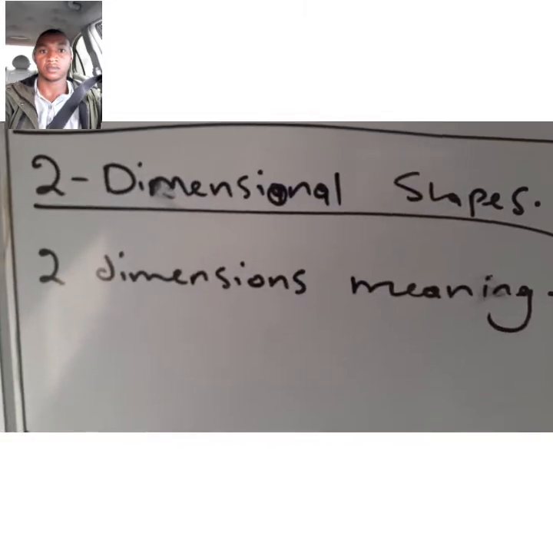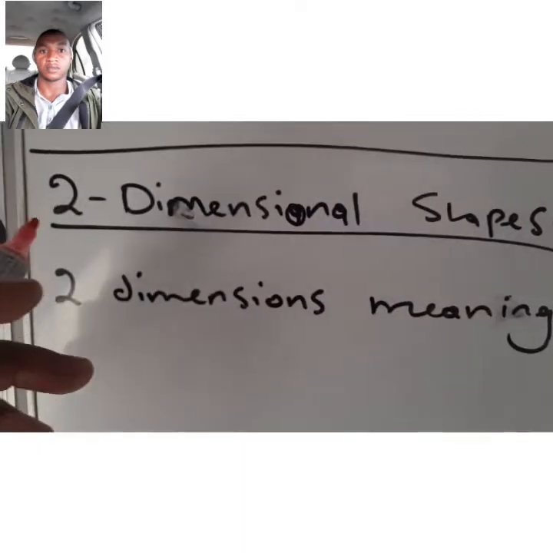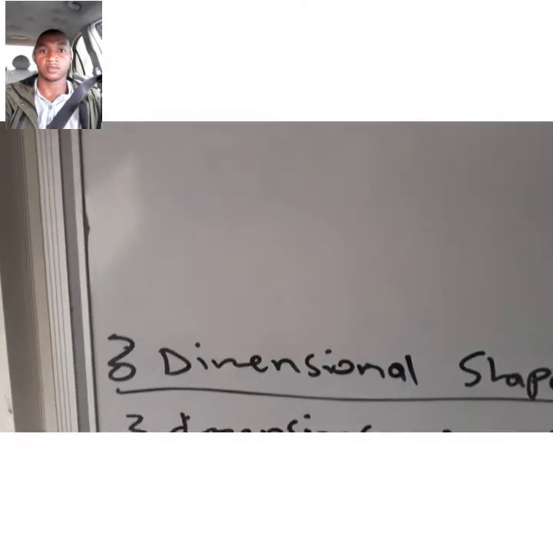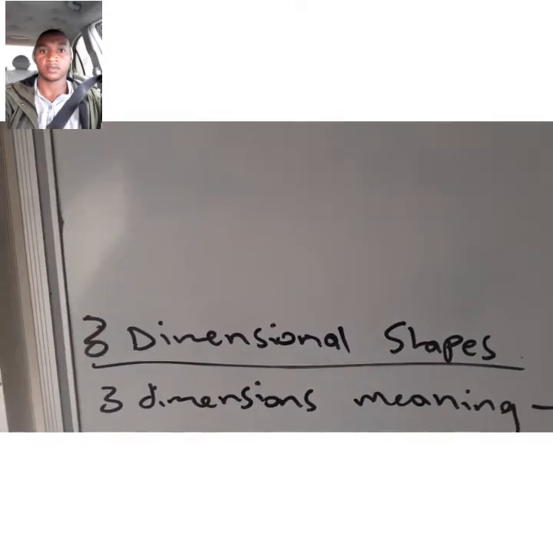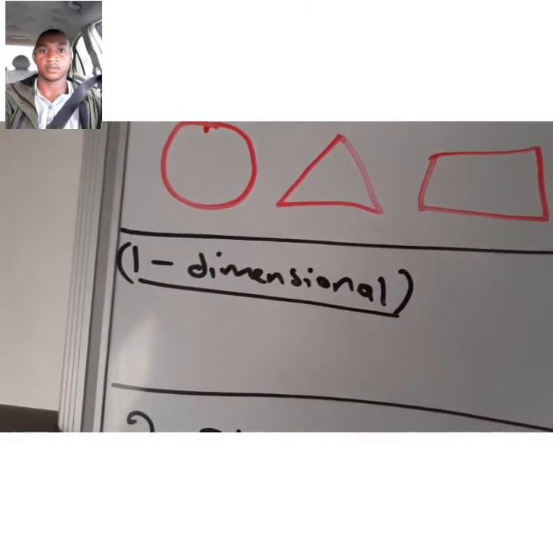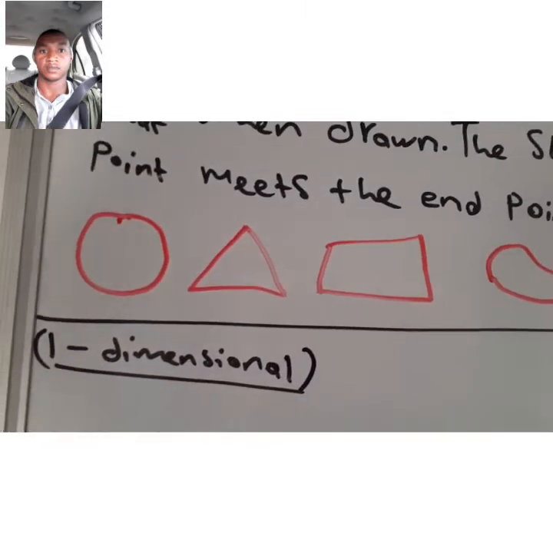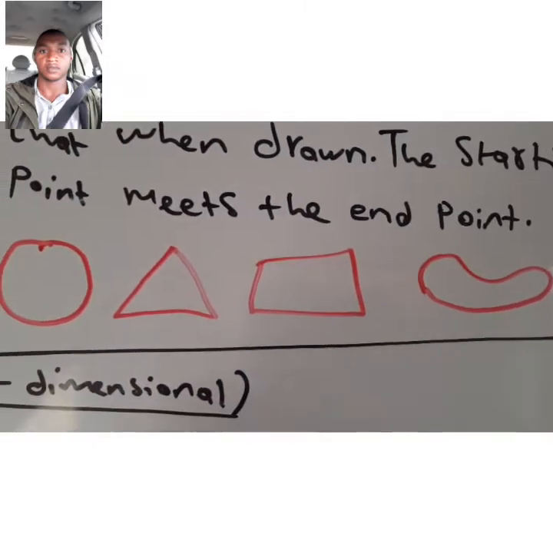We actually have two types of dimensional shapes. We have two-dimensional shapes and three-dimensional shapes, right? So someone would say, what about a one-dimensional shape? Okay, we cannot have a one-dimensional shape according to our definition. The starting point must actually meet the end point.